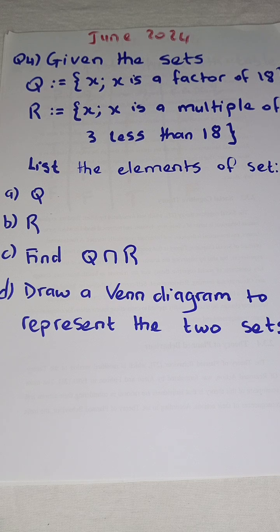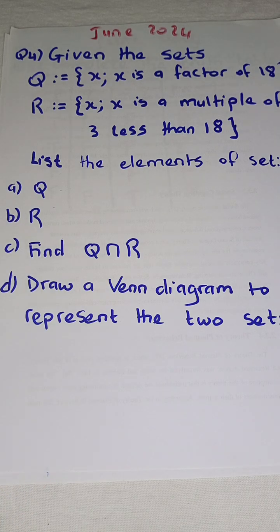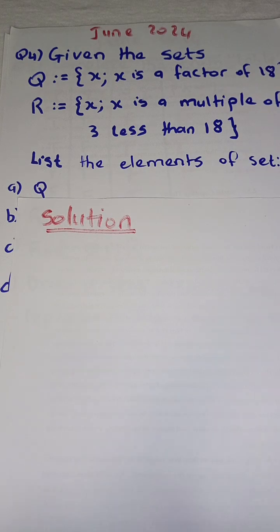We are going to be solving question 4 of the June 2024 session, and the question reads thus: given the set Q defined as x such that x is a factor of 18, and the set R defined as x such that x is a multiple of 3 less than 18, we are asked to list the elements of sets Q and R, find Q intersection R, and then draw a Venn diagram to represent the two sets. So without wasting so much time, let's look at the solution to this question.